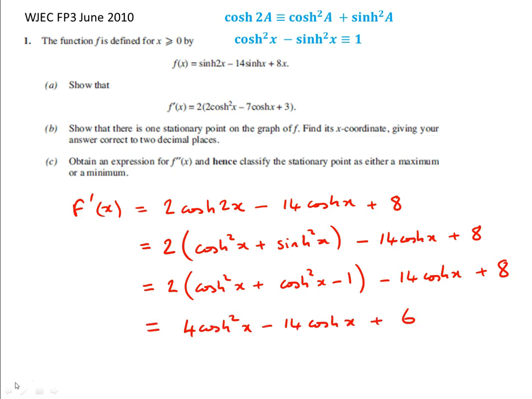And if we simplify that, we end up with 4 cos squared x minus 14 cos x plus 6. And take out the common factor of 2, we've got two lots of 2 cos squared x minus 7 cos x plus 3, which is the answer we were chasing after for part A.